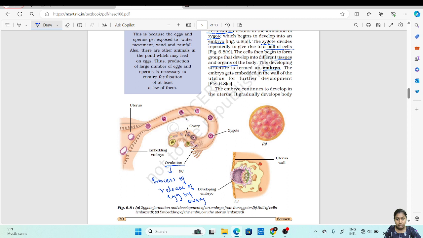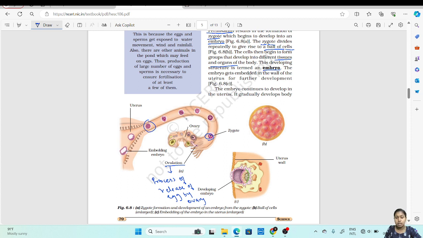Then this egg gets fertilized. The sperm comes and embeds its nucleus into it. Once the fertilization takes place, it forms a zygote. So this is the zygote. Once the zygote is formed, it starts dividing. This one zygote starts breaking into many cells, and eventually it forms a ball of cells.